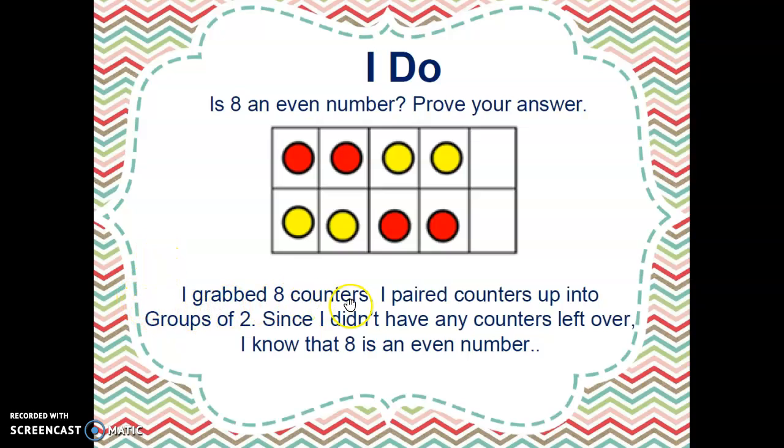Here it says, I grabbed 8 counters. I paired counters up into groups of 2. Since I didn't have any counters left over, I know that 8 is an even number. The thing to remember about even numbers is that they must have a partner. Just like how you have two hands, that's two, that's a pair. You have 2 feet, that's a pair. 2 eyes, that's a pair. So anything that has a pair, it has 2. It's a partner for you, partner here, and a partner here. That means that it's even.